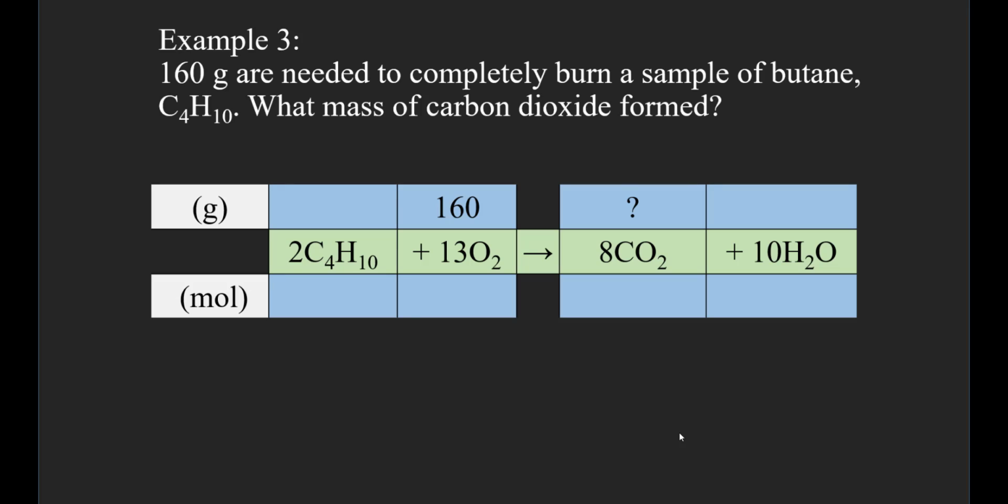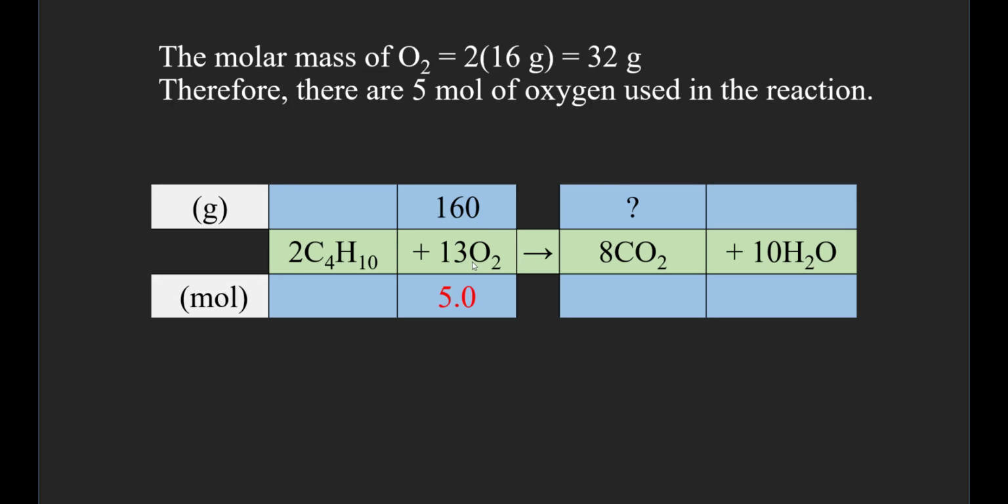Last example, just to do one where the ratio is a little bit more cumbersome. 160 grams of oxygen are present. What are we going to do to figure out how many grams of carbon dioxide can be formed in this particular reaction with oxygen and butane? Start the same way. Divide the 160 by 32 grams per mole for oxygen. It turns out we have 5 moles of oxygen that were used up.